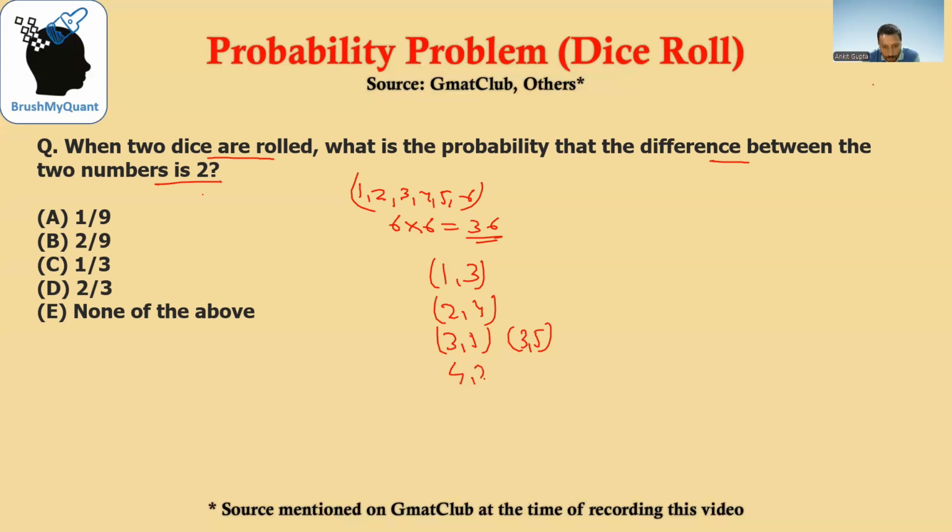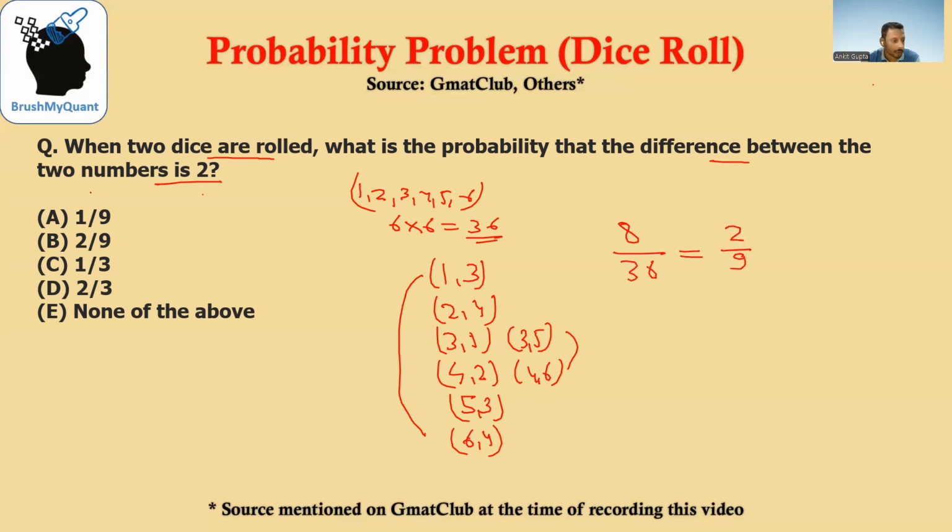When we talk about 4, we can have 4, 2 and 4, 6. For 5, we can have only 5, 3 because the other number will be 5, 7. And for 6 also only one case, which is 6, 4. So the total number of cases will be 6 plus 2, or will be equal to 8 cases. So probability will be equal to 8 divided by 36, or will be equal to 2 divided by 9. So the answer will be option number B.